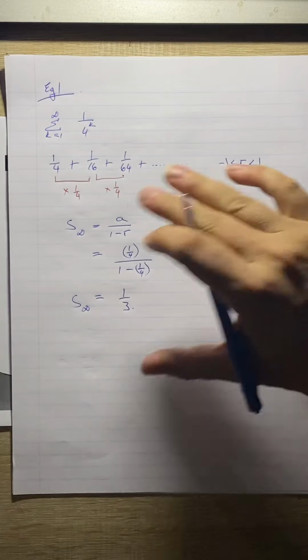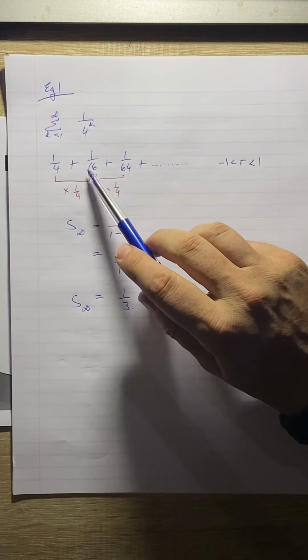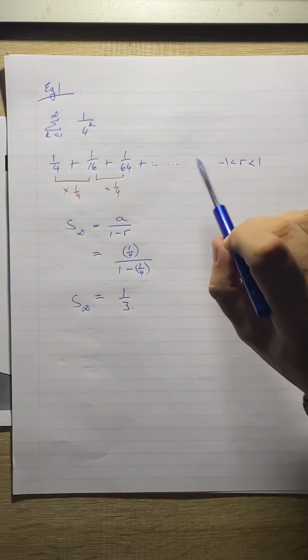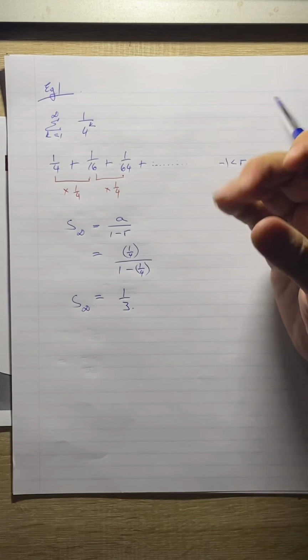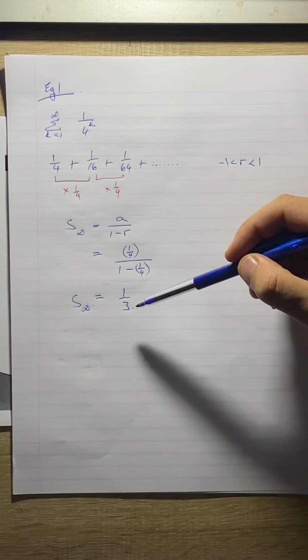Now, why does this work, grade 12s? It's because each time you're adding a smaller and smaller number. So what's going to happen with the series is it converges. It comes very close to some number, and in this case, it'll be 1 over 3.